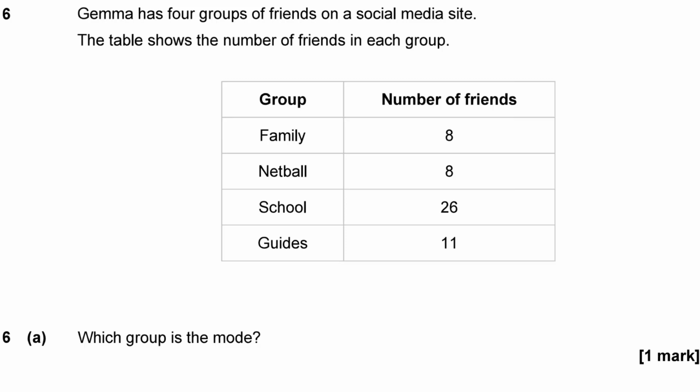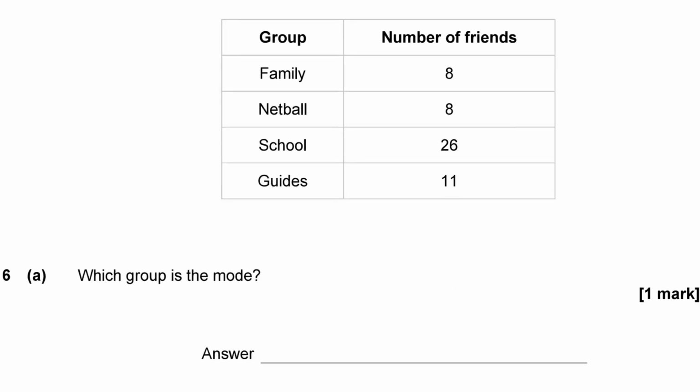Now, it asks, which group is the mode? Now, mode means the most or most frequently occurring. So we can see that this one was the biggest number, so this one is the mode. So the mode is not the biggest number, it's the group that has the biggest number. So the mode is school, not 26. Okay.